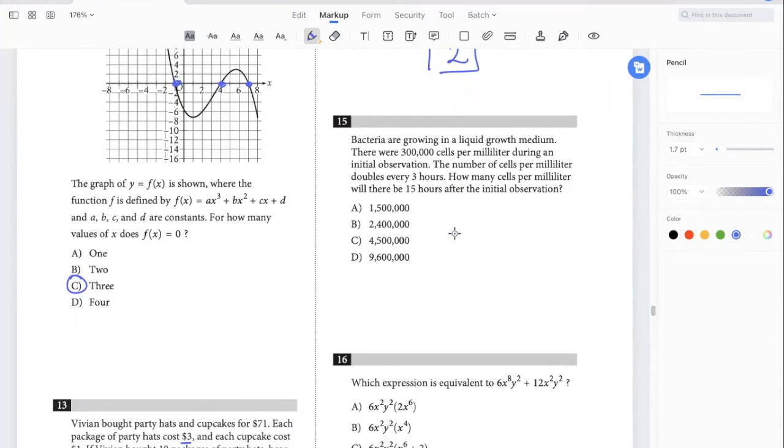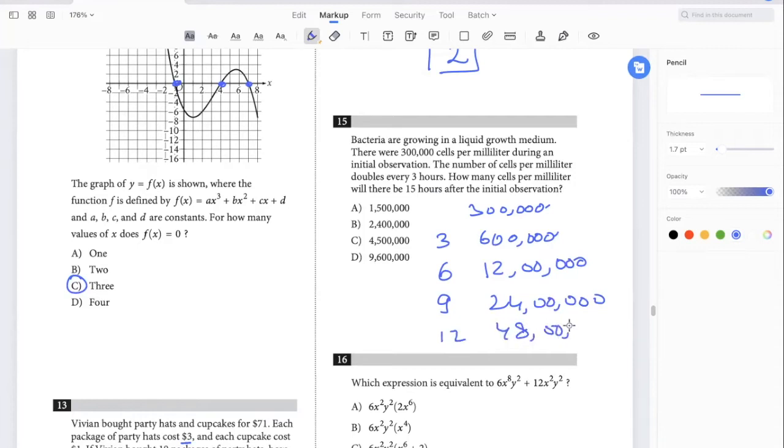Bacteria are growing in a liquid growth medium. There are 300,000 cells per milliliter during an initial observation. The number of cells doubles every 3 hours. How many cells per milliliter will there be 15 hours after the initial observation? So initial is 300,000. It doubles every 3 hours, right? So after 3 hours, it would be 600,000. After 6 hours, it would be 1,200,000. 9 hours, 2,400,000. 12 hours, 4,800,000. And 15 hours would be 9,600,000. So that's D.